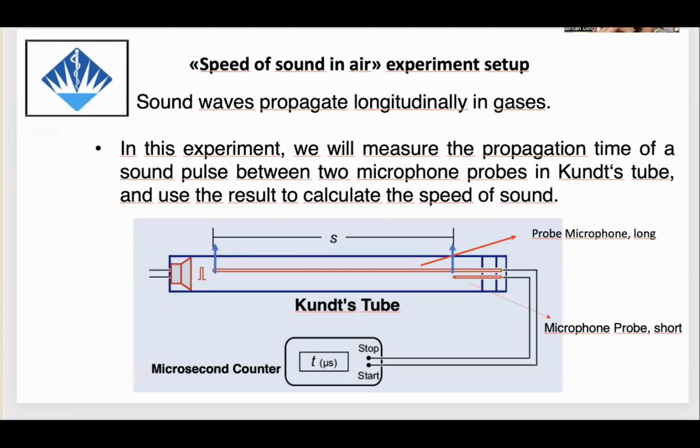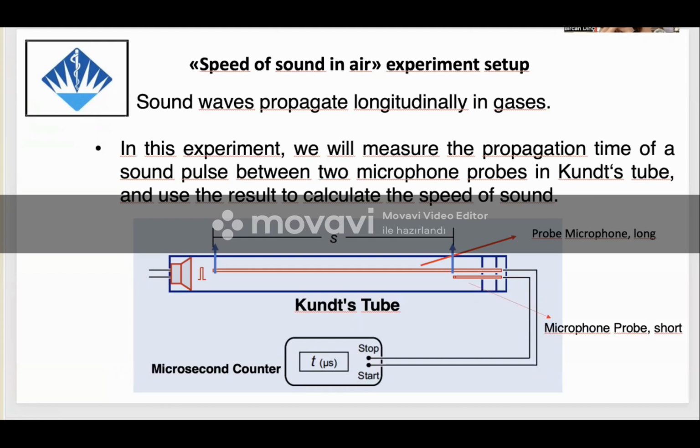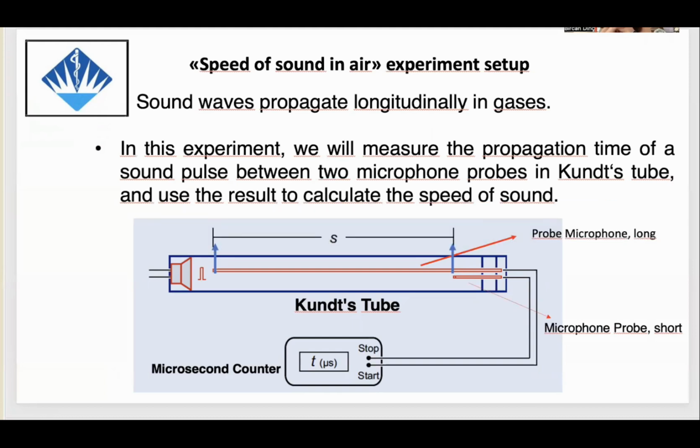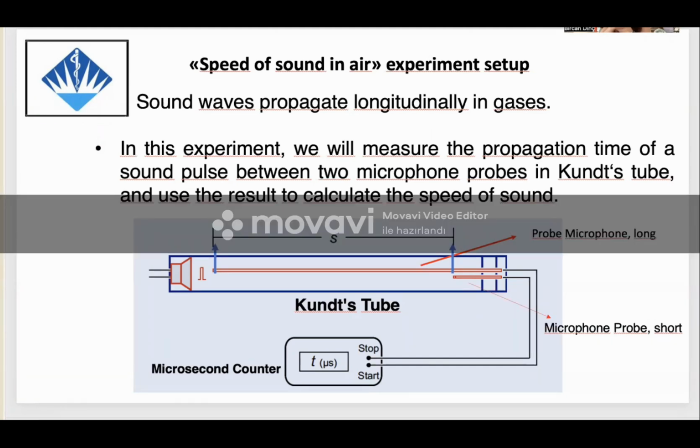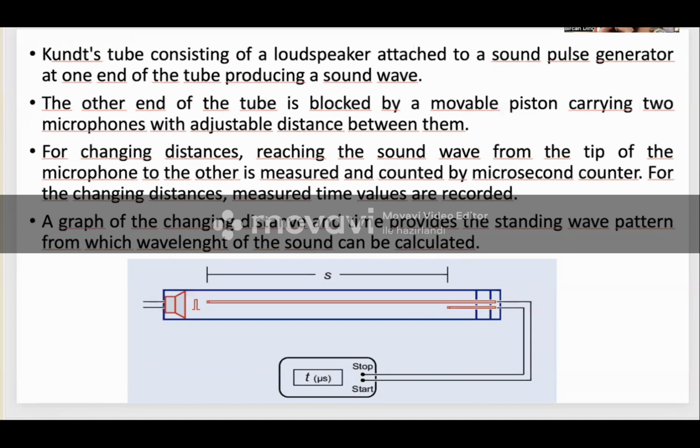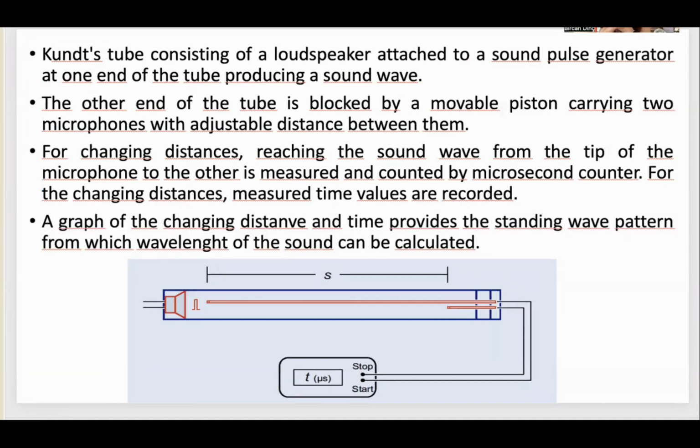To measure the speed of sound, we will use this experimental setup. As I said in our first slide, this is Konstup. So here we will measure the propagation time of a sound pulse between microphone probes in Konstup and use the result to calculate the speed of sound. We have a microphone probe which is the long one, and also a microphone probe which is the short one. By changing the distance between these two, we will look at the time measurements.